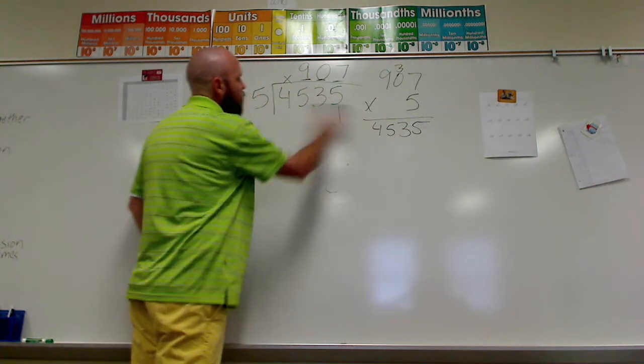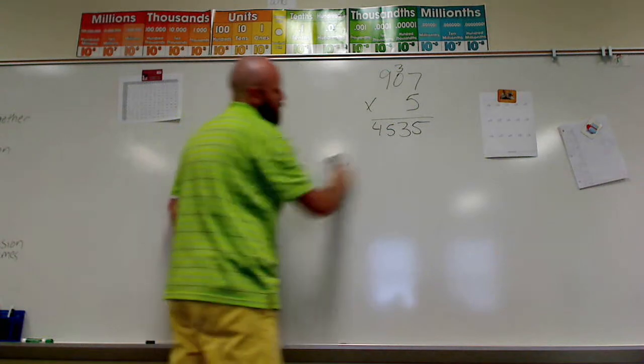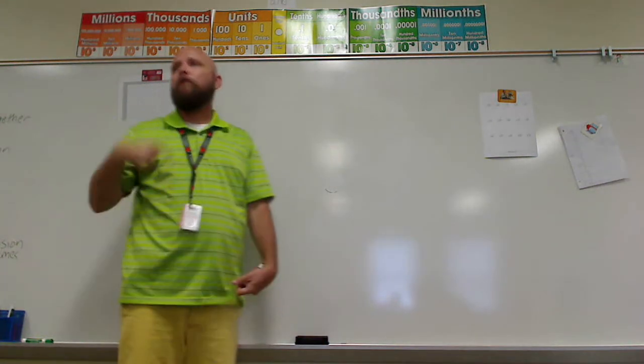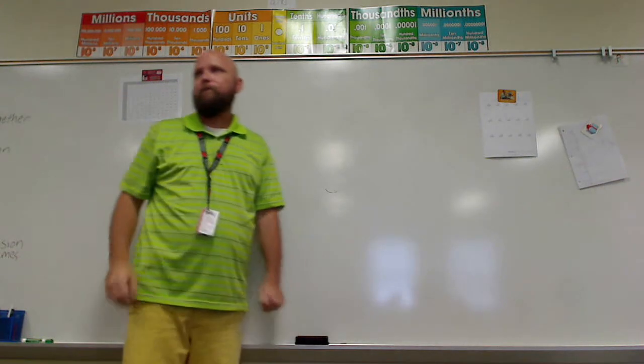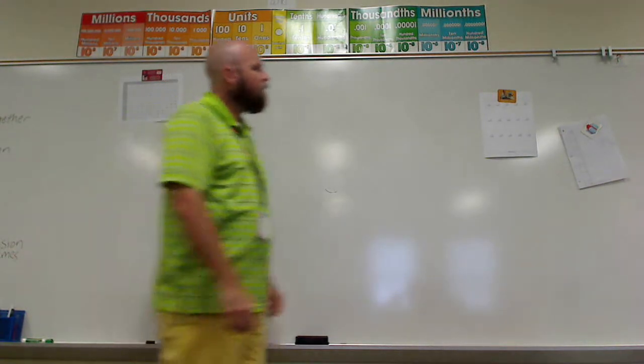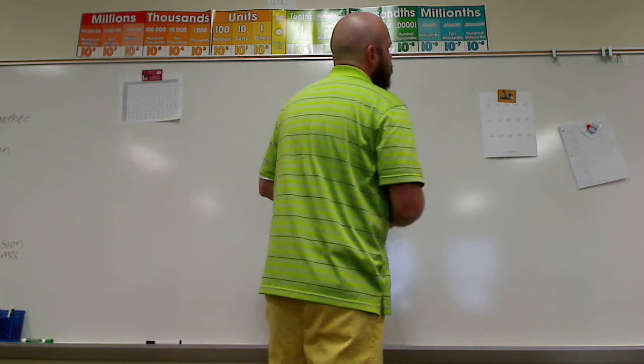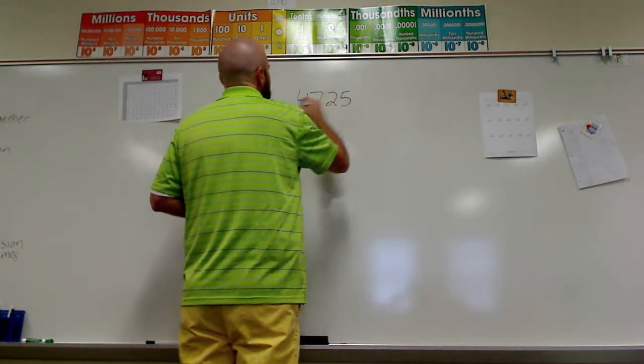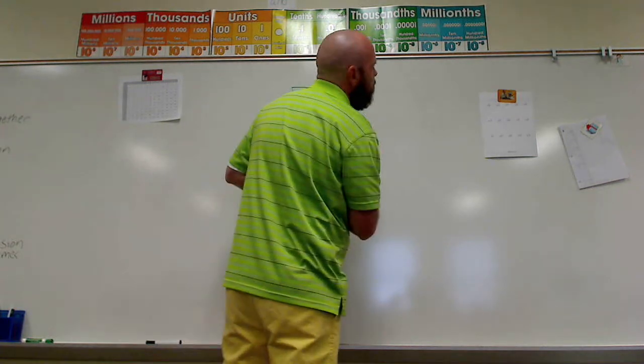Let's do one or two more. Then I'm going to put them back up on the screen. I'm going to give you time to do this, and then we're going to grade it together. Okay? The third problem is 4,725 divided by 7.